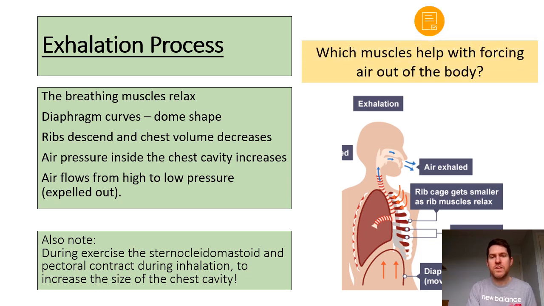So again, pause your video here. Which muscles help with forcing air out of the body? Can you think of any muscles when you breathe out that might be contracting and helping with you forcing air out of your body? Have a go and see if you can answer that. So if you actually try and do that physically and you try and breathe out as hard as you can, you should start to feel your abdominal muscles within your stomach contracting. They're tensing, they're working hard. So it's actually the abdominals which are also helping you to force that air out of your body.